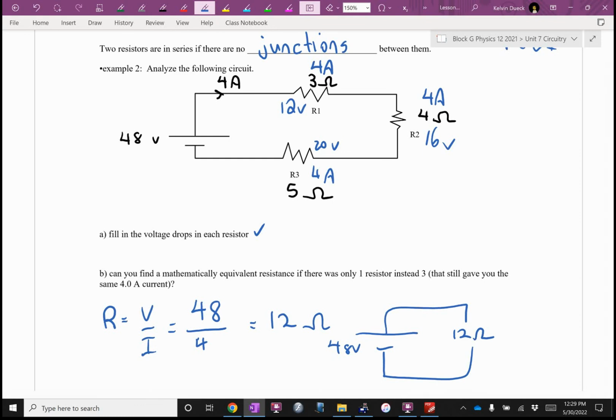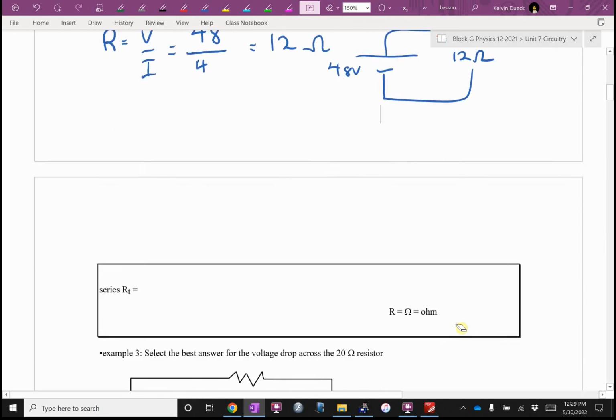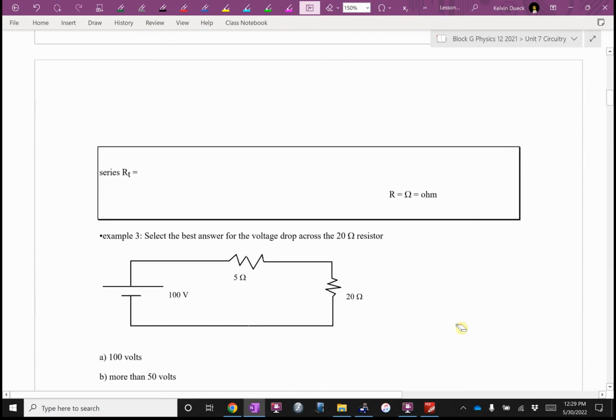Okay. How can I combine resistors that are in series? You just said it. Add them. That's the easy one. If you want me to replace a bunch of resistors with their single mathematical equivalent, if they're in series, R total is R1 plus R2 plus R3 plus R4 plus R, however many are in series.